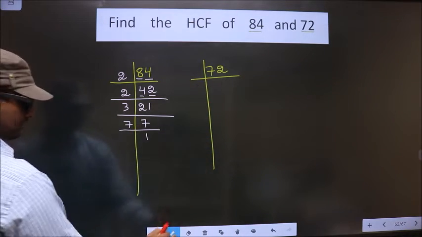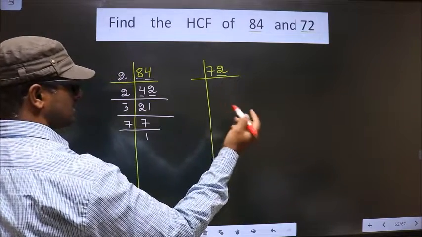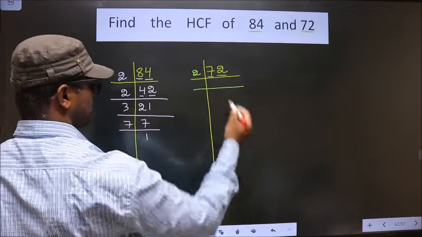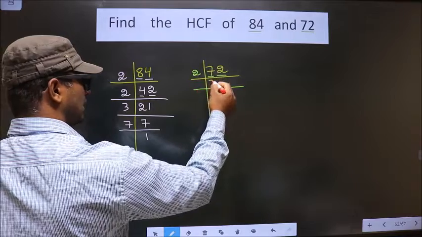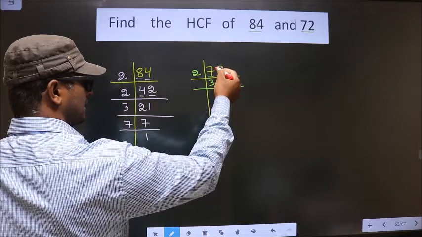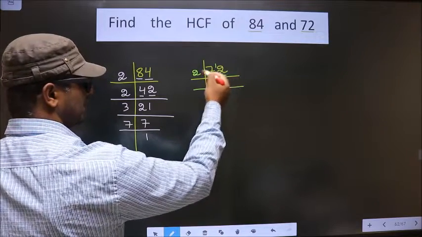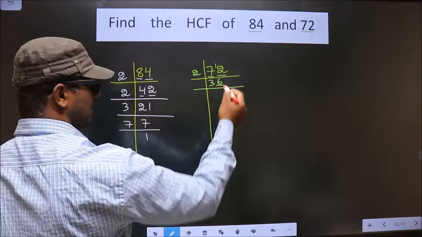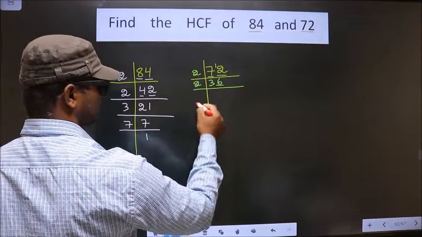Now here the last digit is 2, which is even, so we take 2 here. Now first number is 7. A number close to 7 in 2 table is 2 3s 6. 7 minus 6 is 1, 1 carried forward, making it 12. When do we get 12 in 2 table? 2 6s 12.